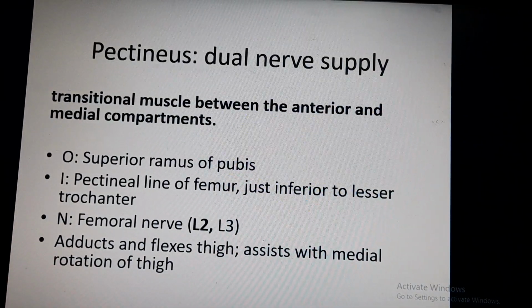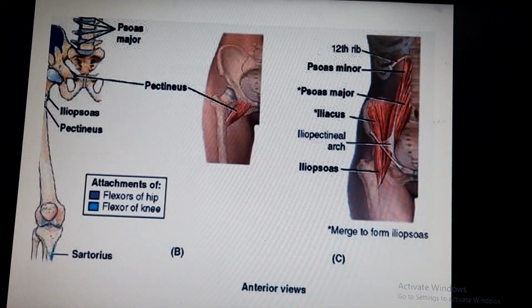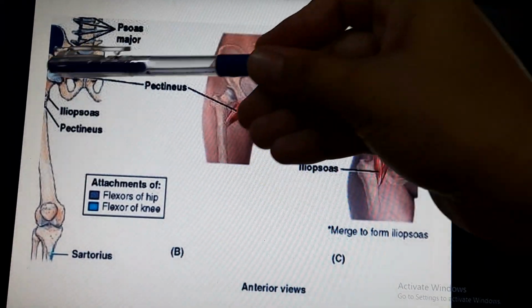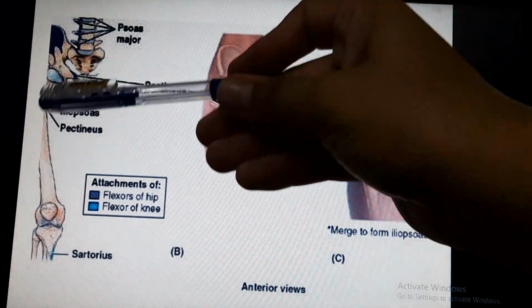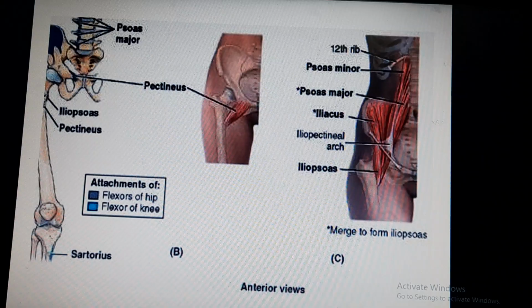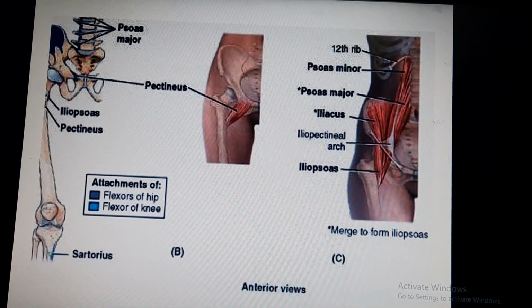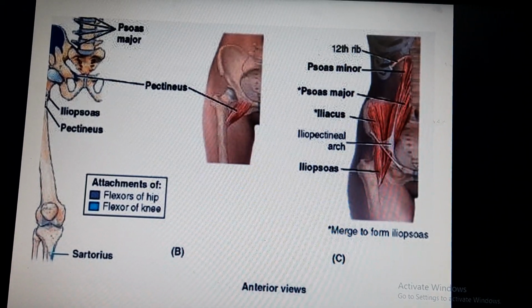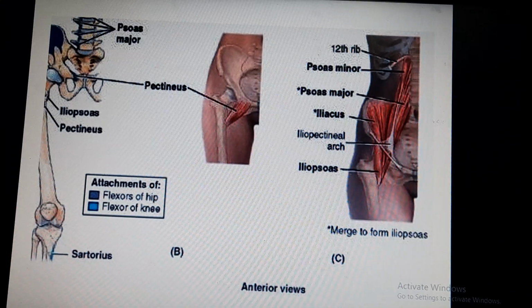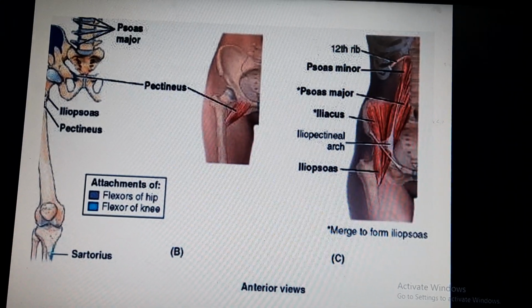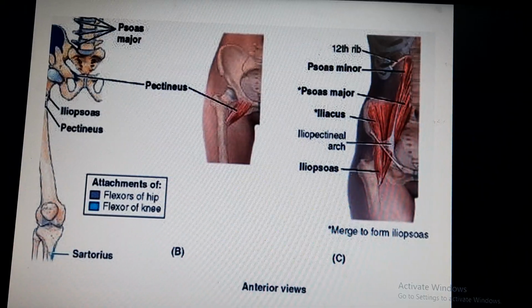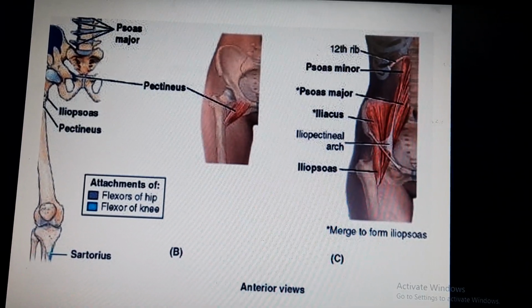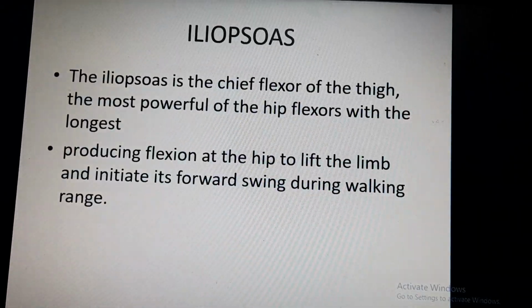Pectineus muscle gets its origin from the superior ramus of pubis. This is our pubic bone and this is the superior ramus. Pectineus muscle inserts into the femur, the longest bone of the lower limb. It gets its nerve supply from the femoral nerve, and its action is flexion and adduction of thigh at hip joint.